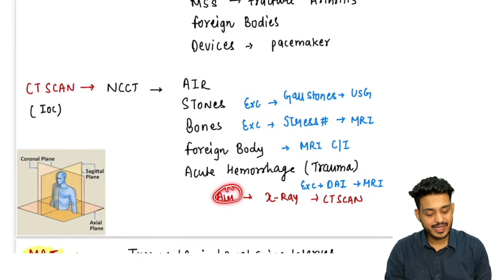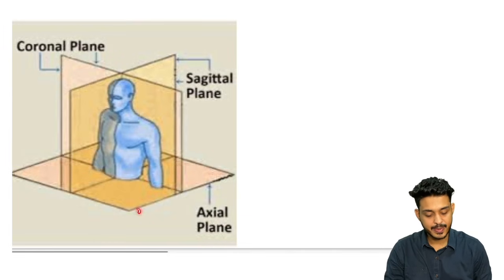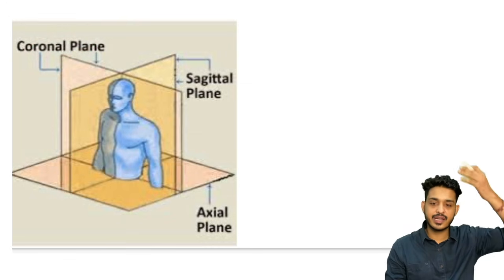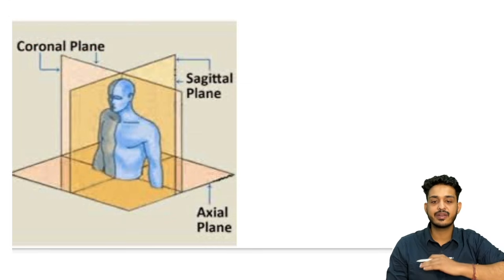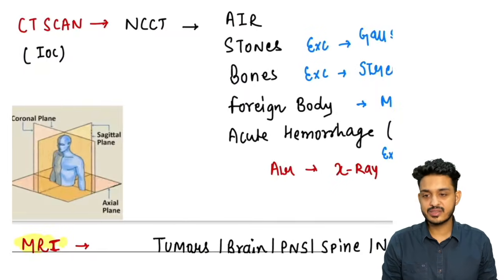So for air anywhere in the body, the first line investigation is going to be X-ray, and the investigation of choice is going to be CT scan. We have CT scan in different planes. We can go for the axial plane, the sagittal plane, the coronal plane, right? We can cut it like that, and we are going to see all those thin slices of the body, right?